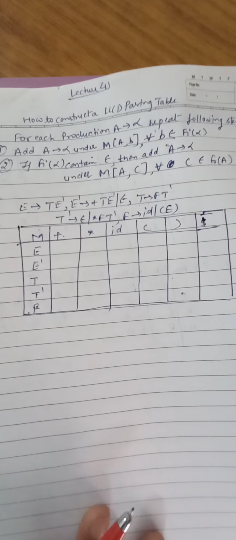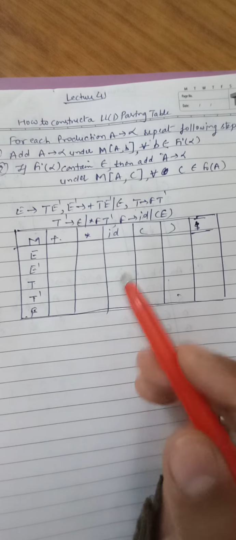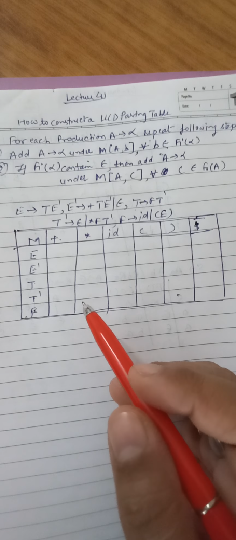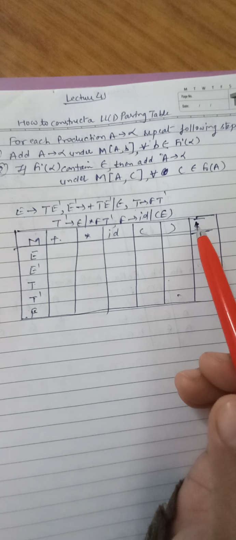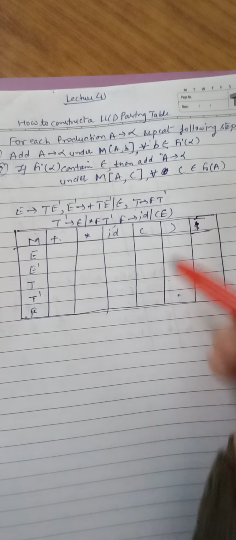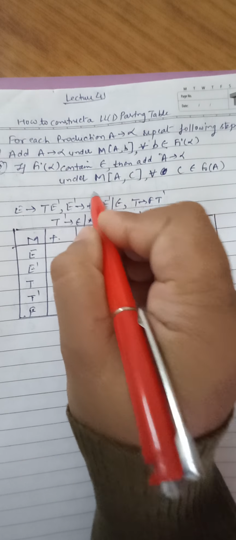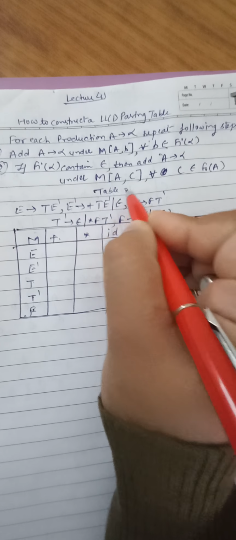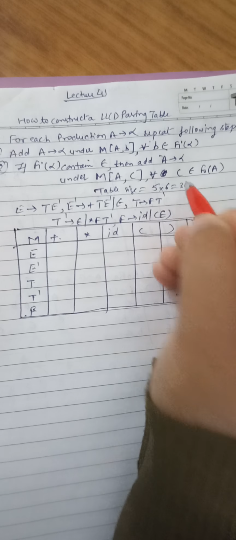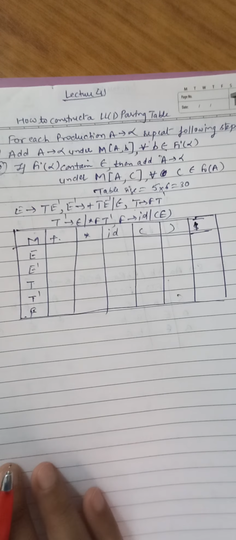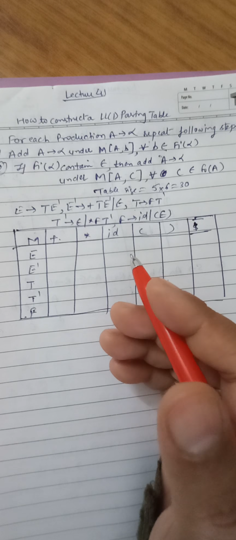So how are we going to generate a table for this? We can say simply the table size will be 5 variables into 6 terminals, that is 30. Fine. So now we are going to calculate the table. How are we going to calculate the table?